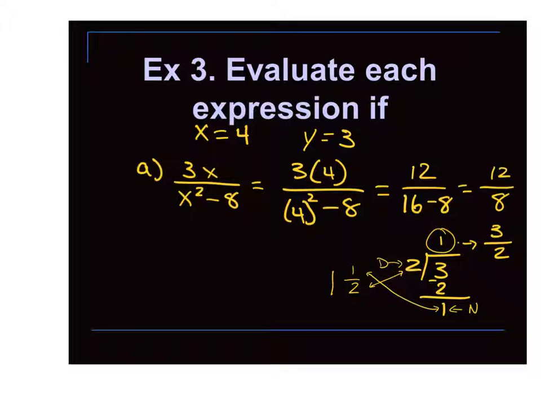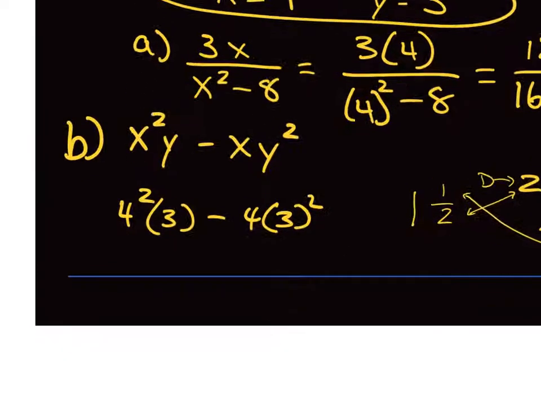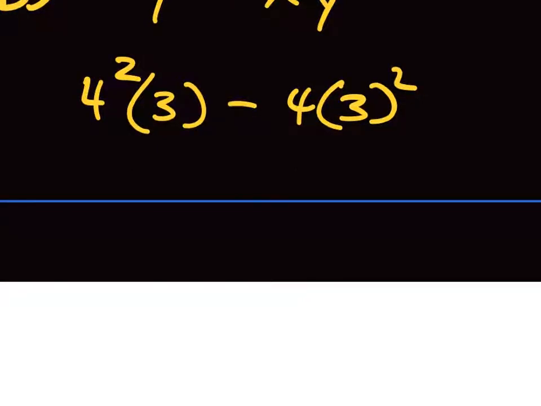Okay, so let me do another one here. We've got x squared y minus xy squared. Notice the difference is that on the left, the x is being squared. On the right, the y is being squared. Now, I'm going to do my substitution that I'm getting from right here every single time. I was told those things, so here we've got 4 squared times 3 minus 4 times 3 squared. So I'm going to zoom in on that there. I pulled those numbers from up top.